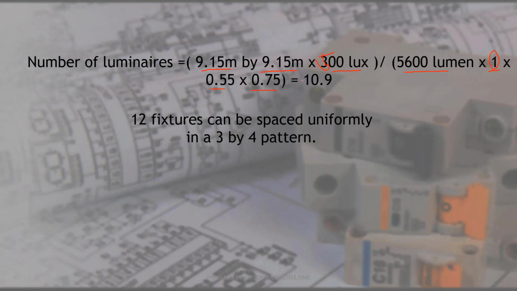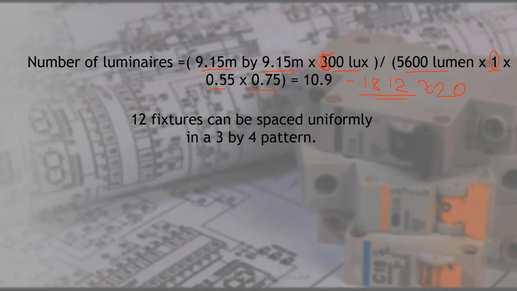Then you get, wait lang, let's solve that. 9.15 times 9.15 times 500 divided by 5,600 times 0.55 times 0.75. So based on this answer, if this is 500, it must be 18.12. So probably you are using 20 fixtures.